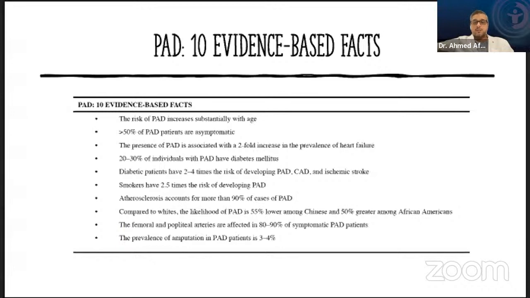Smoking also is another problem. It is associated with a 3 times increased risk of developing peripheral arterial disease, as atherosclerosis is one of the major risk factors and accounts for 90% of the disease. And usually if it happens, the femoral and popliteal arteries are affected in 90%, and the prevalence of amputation will be about 4%.